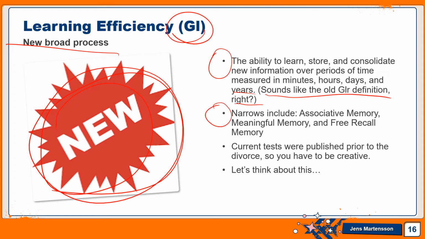The narrow abilities include associative memory, which you already know. You already know that, yay. Meaningful memory and free recall memory. You probably already know those. There's nothing new about them. So current tests were published prior to the divorce. That's why we're in limbo with this right now, because the WJ, all of those things were published, or the norms were done, before this new book came out, and so we're going to have to kind of play catch up.